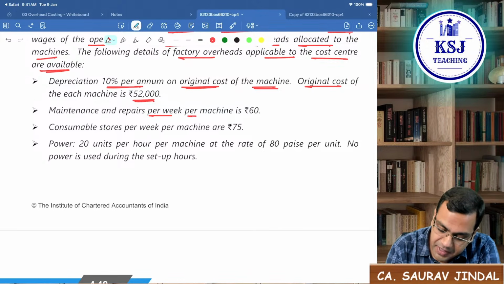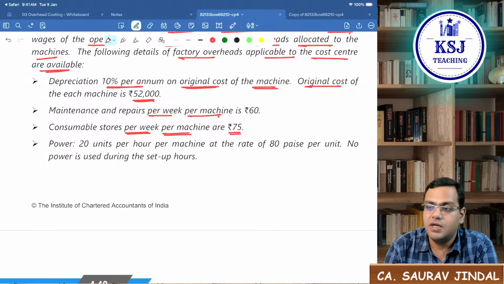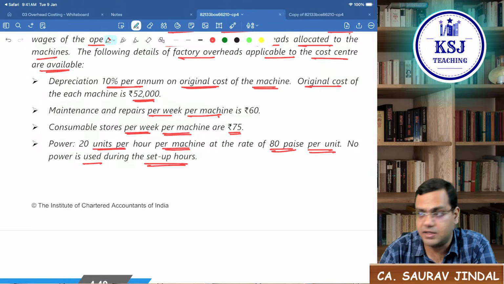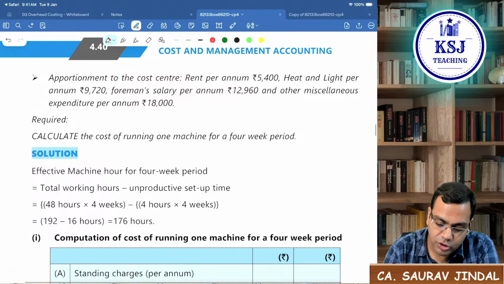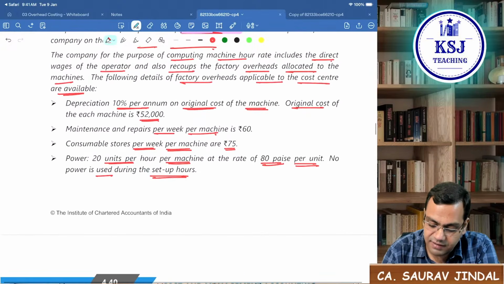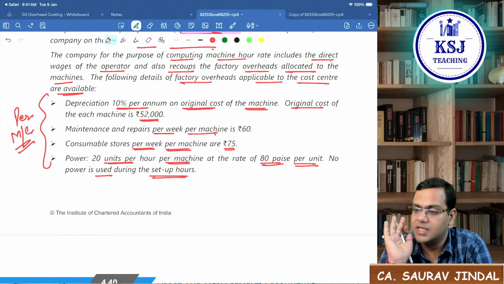Per week per machine is rupees 60. Consumable stores per week per machine is rupees 75. Power consumption is 20 units per hour per machine at the rate of 80 paisa per unit. No power is used during the setup hours. Clearly mentioned. Now these are the costs which are given. If you see, all these are costs given per machine. For one machine, this cost is given to you.